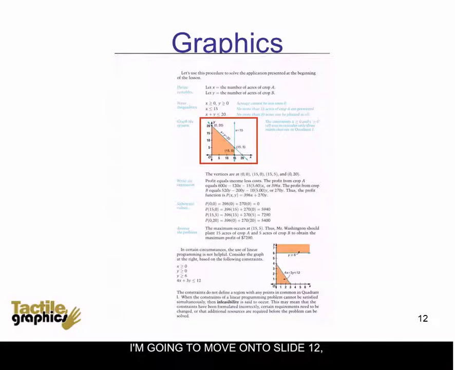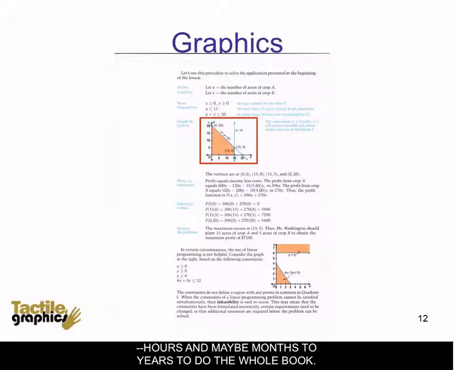I'm going to move on to slide 12, and we're back to the tactile graphics I talked about at the very beginning. I'm just circling here the one tactile graphic. So you have this book with 1,000-plus images in it. If you did every one of those by hand using that kit I showed you earlier, boy, that would take a long time. If you did all that Braille by punching one dot at a time, it would take hours to do one of these figures, and maybe months to years to do the whole book.